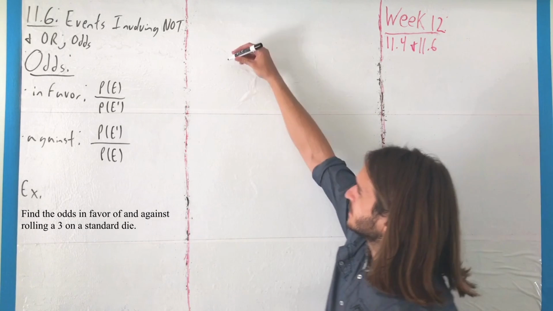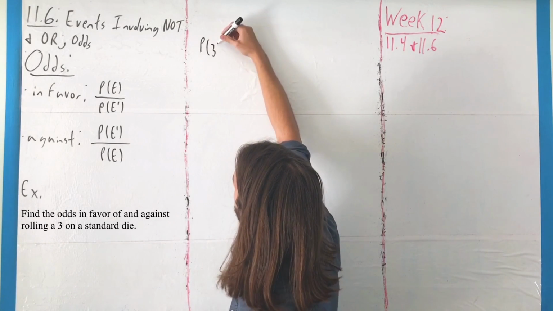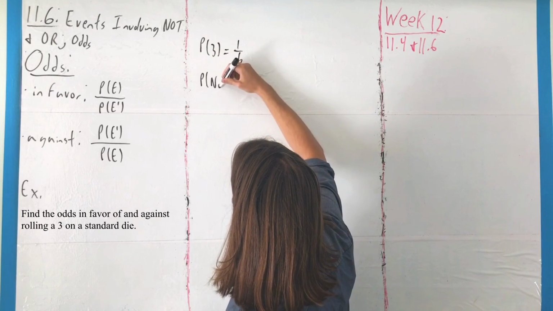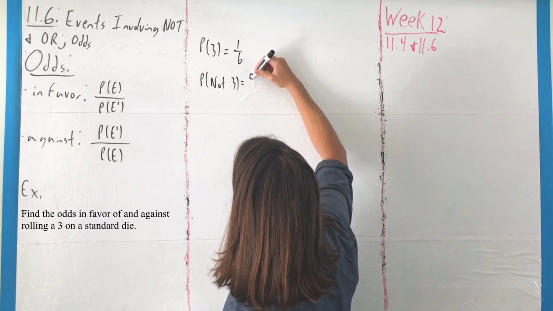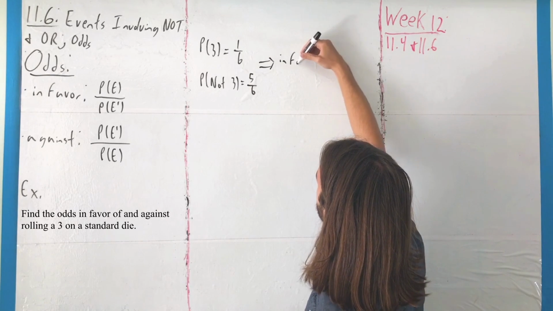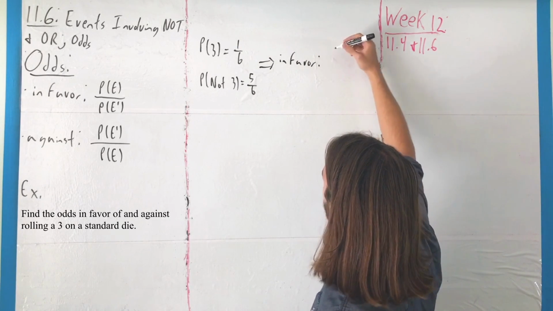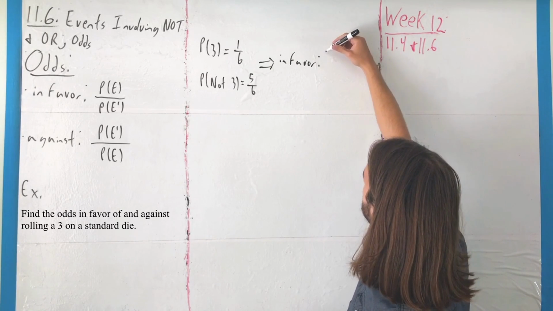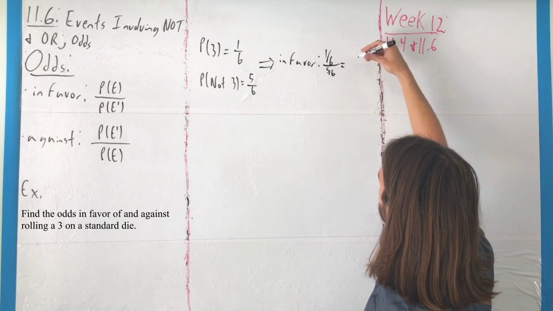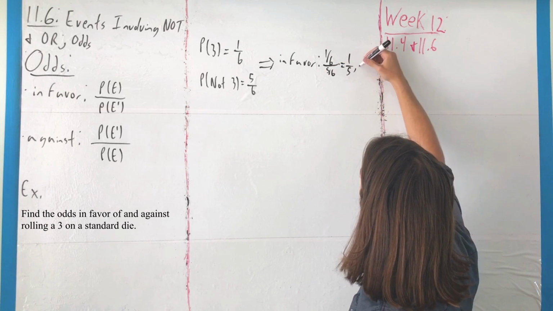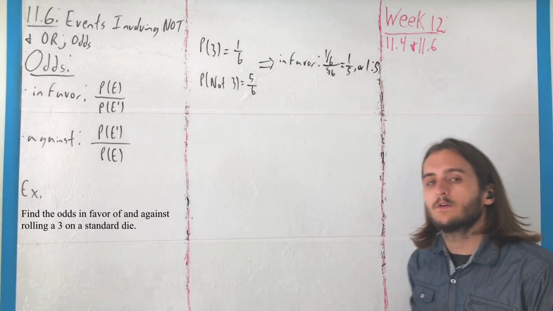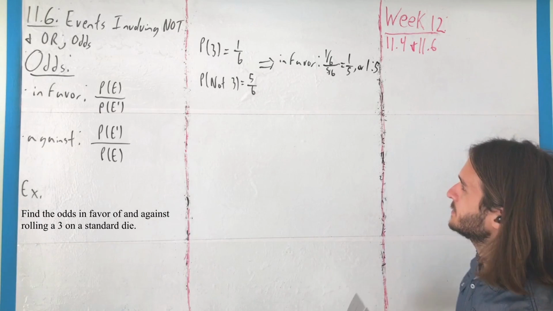where what we should do here is understand that the probability of rolling a 3 is going to be 1 out of 6, as we've seen before, while the probability of rolling a not 3 is everything else, 5 out of 6. So if we want to get our odds in favor, this would end up being 1 out of 6 divided by 5 out of 6. As I said, the 6's cancel. We get 1 out of 5, or 1 to 5. That's where that notation of 1 to 5 comes from, the division of the two probabilities.